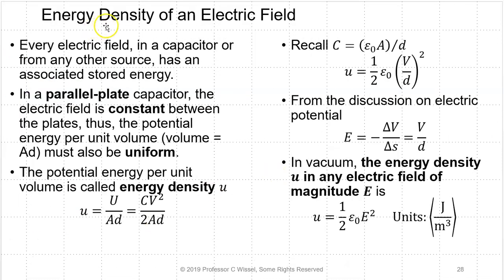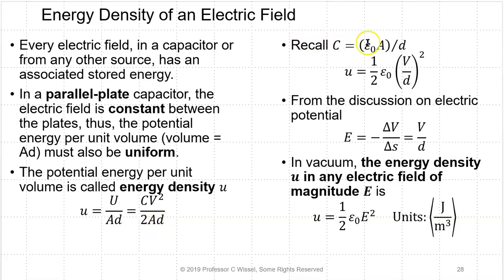Now, the energy density of an electric field. Every electric field in a capacitor or from any other source has an associated stored energy. In a parallel plate capacitor, the electric field is constant between the plates. Thus, the potential energy per unit volume, of course, the volume is the area of the plates times the separation between them, must also be uniform. The potential energy per unit volume is just called the energy density, and it's given the overused symbol little u. The little u is big U divided by A times D, and that equals CV squared over 2AD.